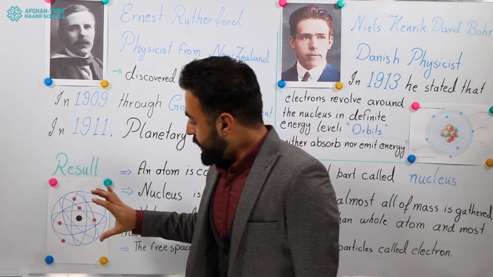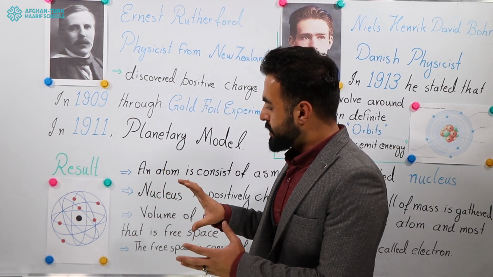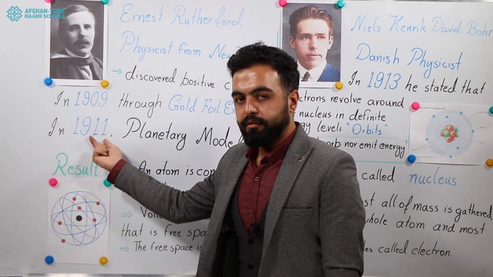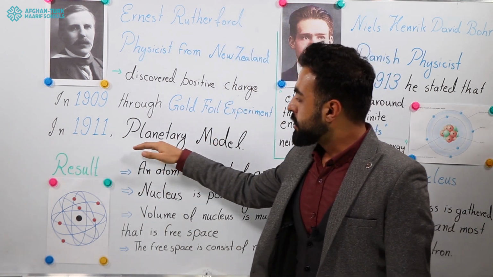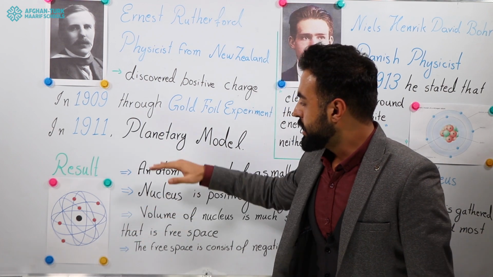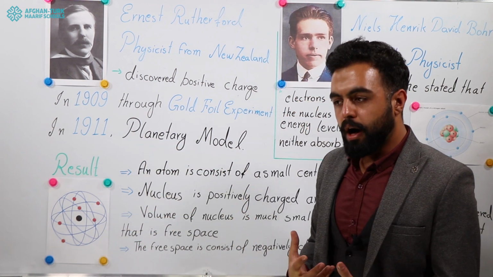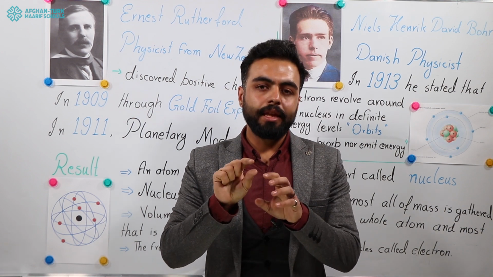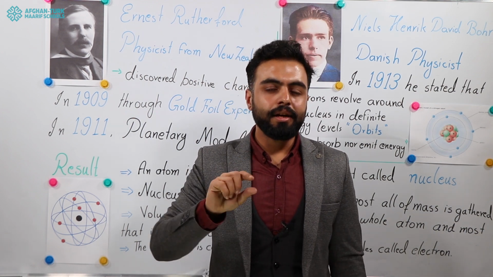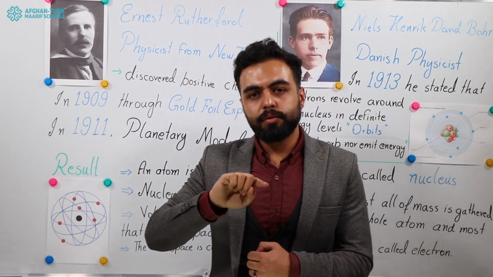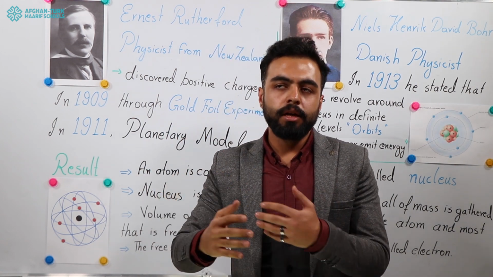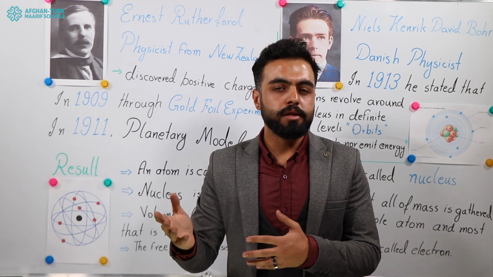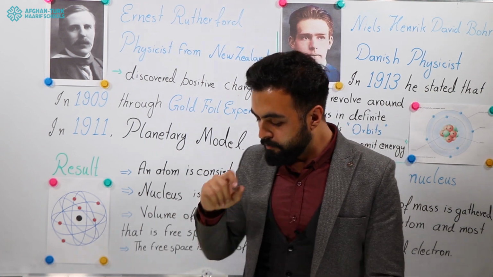So for this structure, or for this model, in 1911, Mr. Rutherford called this model the planetary system. Why? Because the nucleus is in the center like the sun, and the electrons are going round around like Earth, Mars, or the other planets.